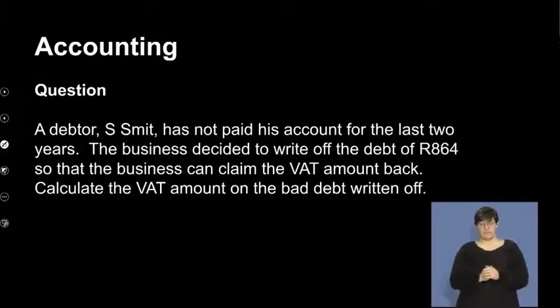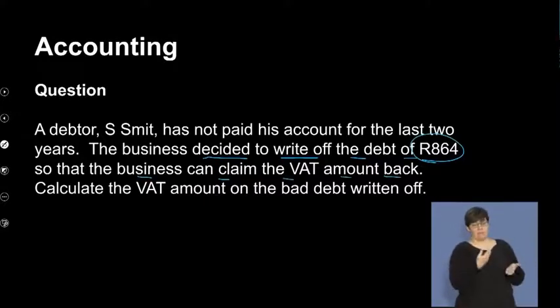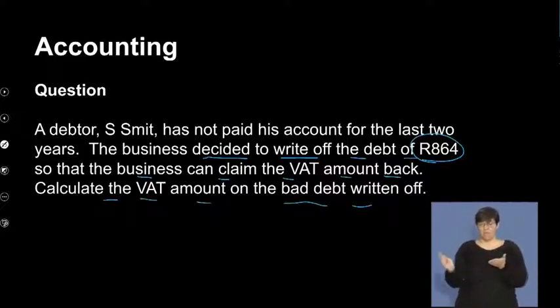Next calculation. A debtor, S. Smith, has not paid his account for the last 2 years. The business decided to write off the debt of 864 so that the business can claim the VAT amount back. Calculate the VAT amount on the bad debt written off. Clearly, the person has not settled the debt.